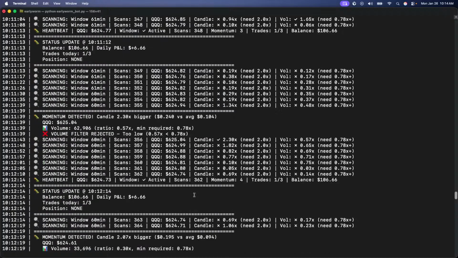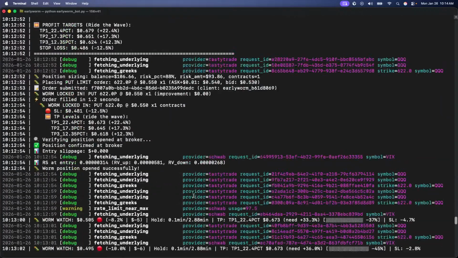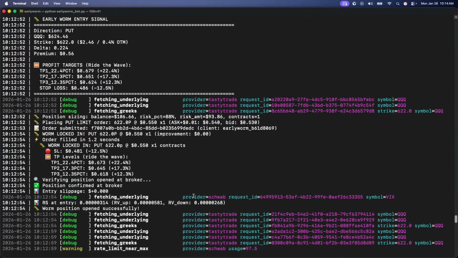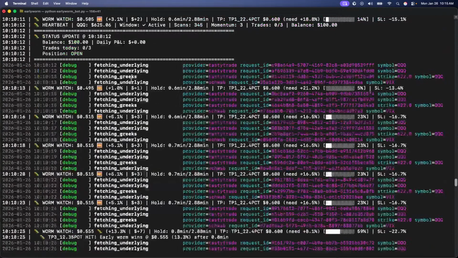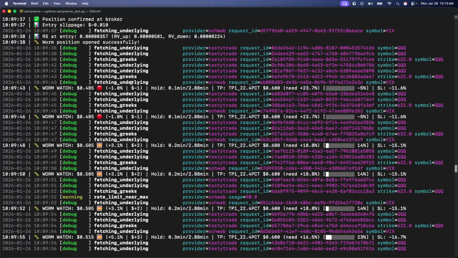I don't like the other half of it. Then 5 minutes later, we found another position. I'm wondering if it's delta chasing or strike chasing. I really should have it where you can't trade the same strike the same day, because that's what just happened here. You just traded the same strike, bro.